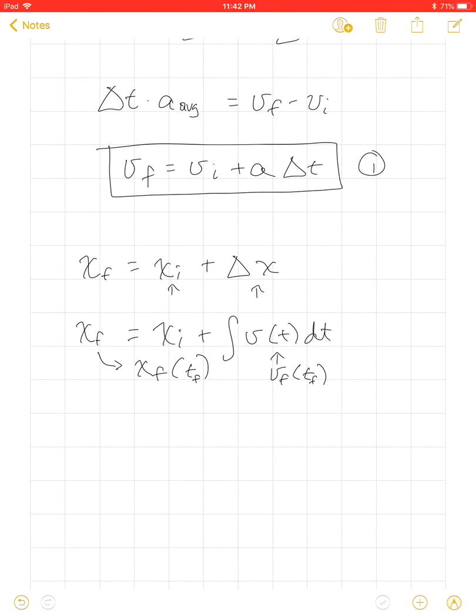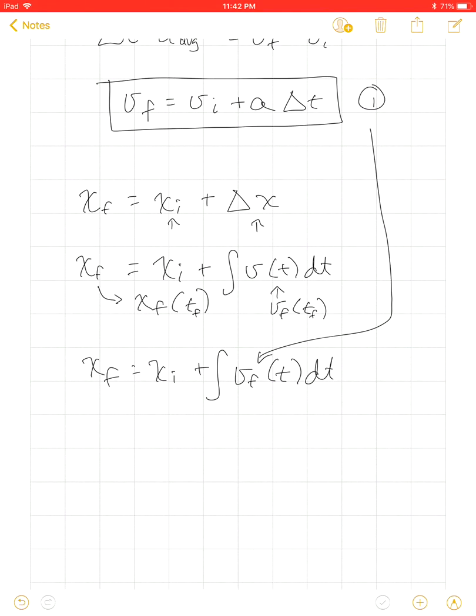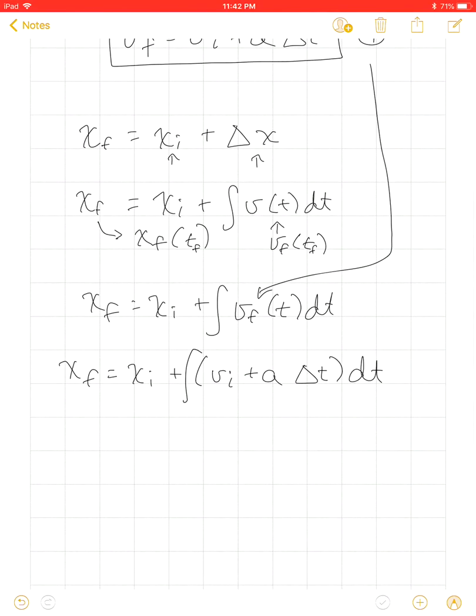Okay, so I'm going to rewrite this. So the final position is equal to the initial position plus the integral of the final velocity with respect to t. And now I'm going to take my equation 1 and throw it in for the final velocity. Okay? So that means the final position will be equal to the initial position plus the integral of the initial velocity plus the acceleration times delta t dt. Okay, so far so good.